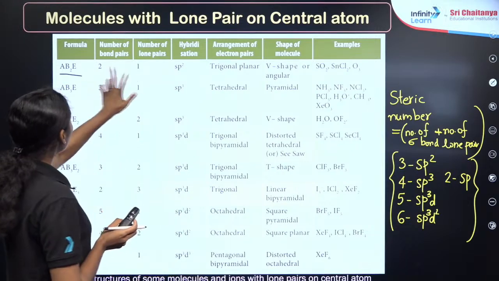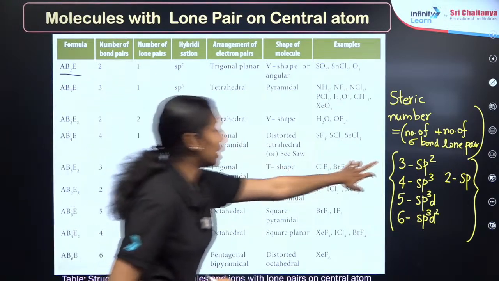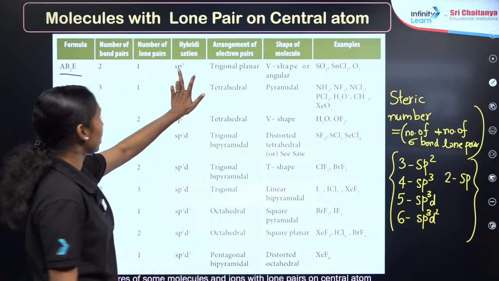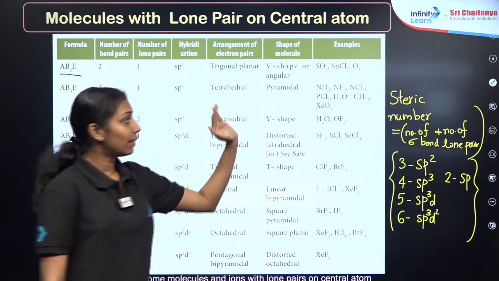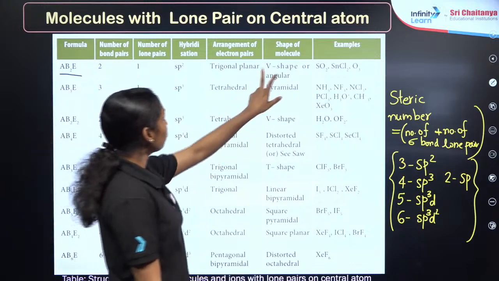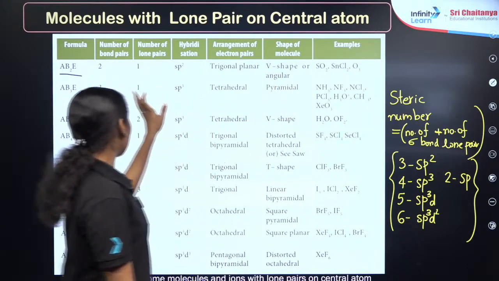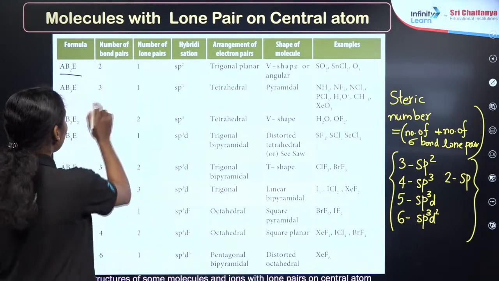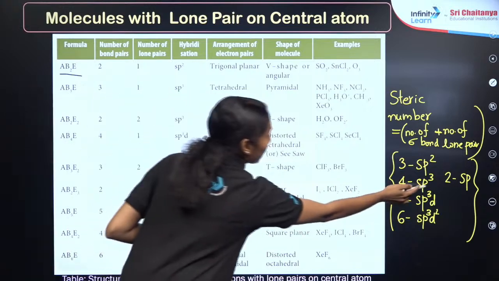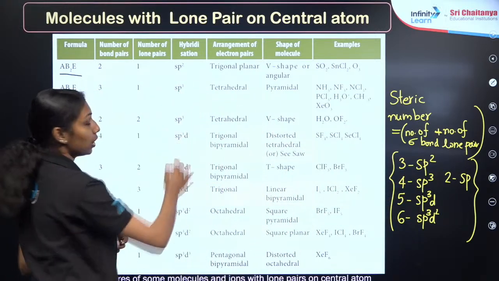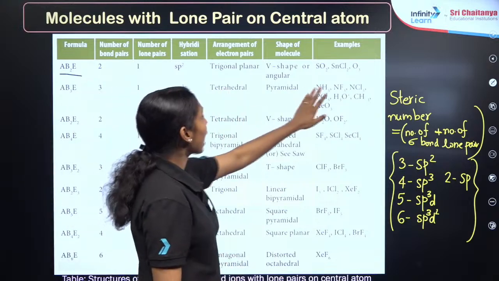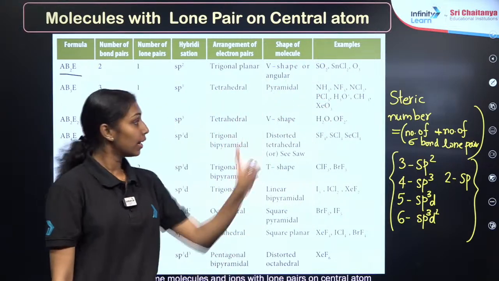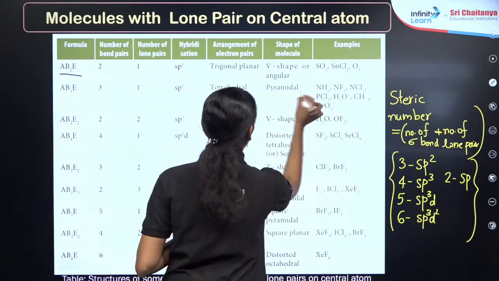Here it is 2 plus 1, 3, and 3 means it will be sp2 hybridization. The predicted shape or geometry was trigonal planar, but whenever we are considering the lone pair, it will become V shape or bent shape. Again, for AB3E type, it is 3 plus 1, 4. 4 means sp3 hybridization. For sp3 hybridization, the predicted shape was tetrahedral, but in actual practice, whenever we are considering the lone pairs, the shape becomes pyramidal.